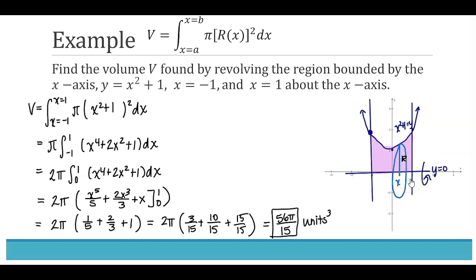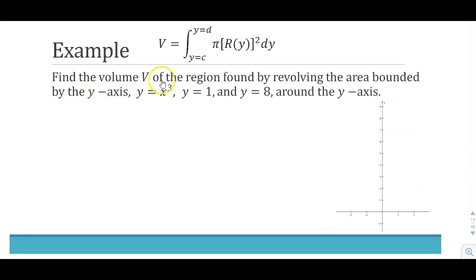In this example, we'll find the volume V of the region found by revolving the area bounded by the y-axis, y equals x cubed, y equals 1, and y equals 8 around the y-axis. We'll start by sketching the region. So here's our region. We have y equals x cubed, and then y equals 1 and y equals 8 are horizontal lines, and the y-axis, and we're rotating this region around the y-axis.